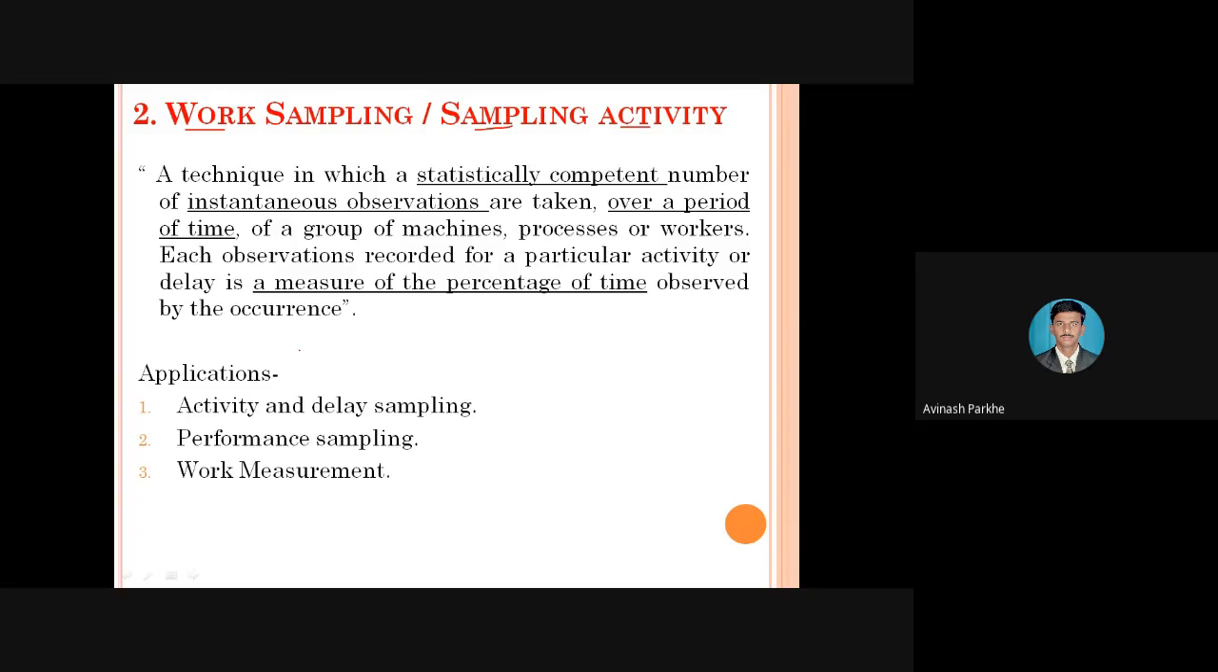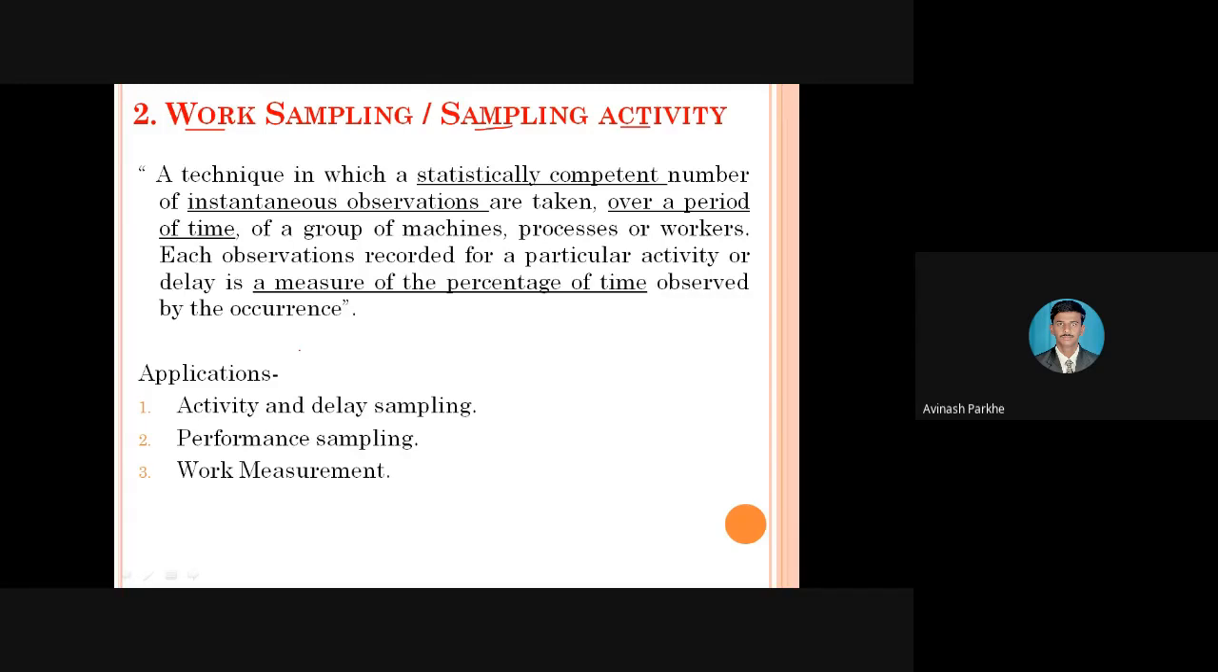Therefore in work sampling, instantaneous observations are made over a period of time. That means in the morning session observations take place, in the afternoon session again the same observations take place, in the evening session again observations take place. That means a number of observations are made over a period of time, and from that number of observations, it has been observed that 90% of machines are working and the remaining 10% of machines are idle.